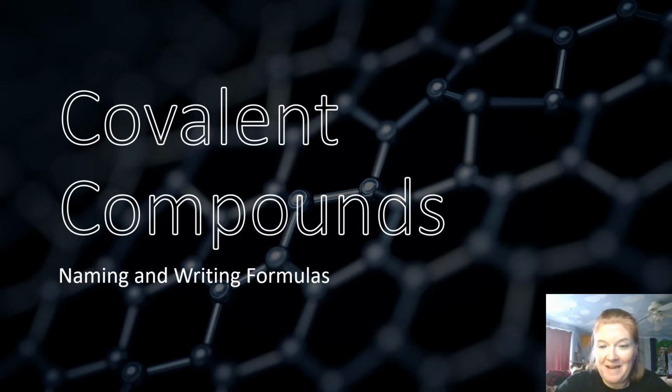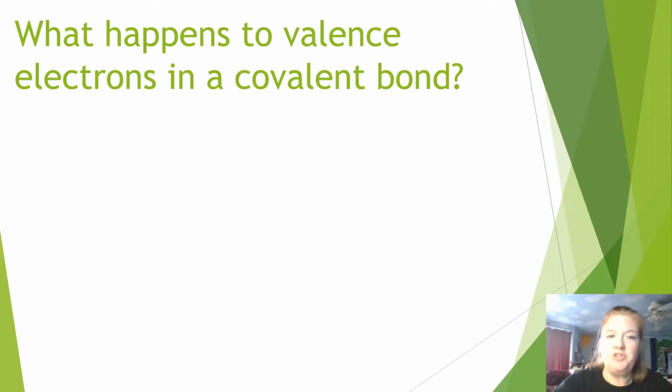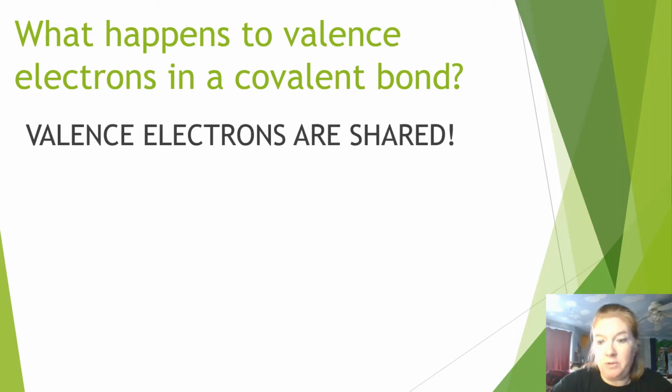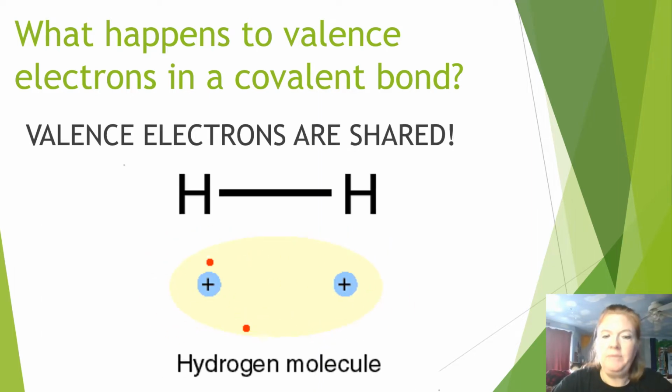All right, covalent compounds. It's time to name and write formulas for these. These ones I think are easy peasy, kind of fun. All right, so first, what happens to valence electrons in a covalent bond? Remember, those electrons are shared. So the valence electrons in covalent bonds are shared.